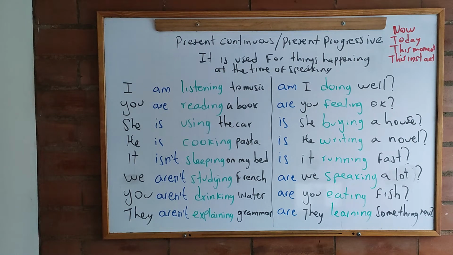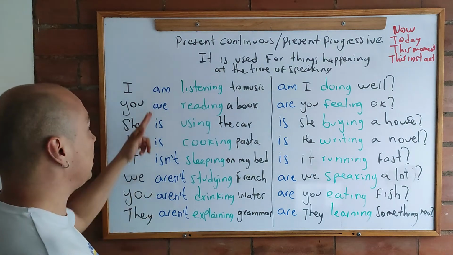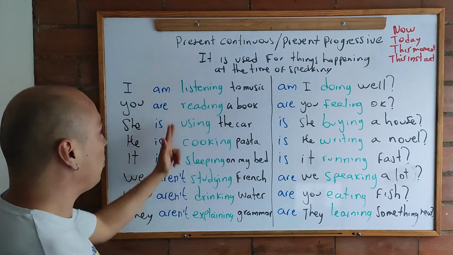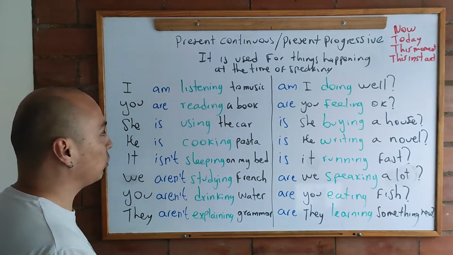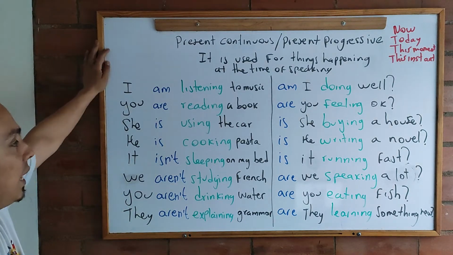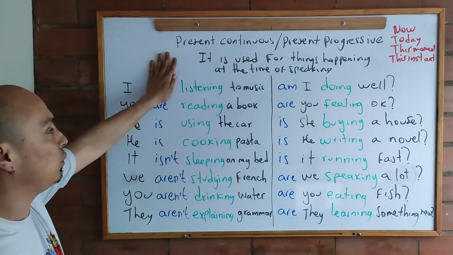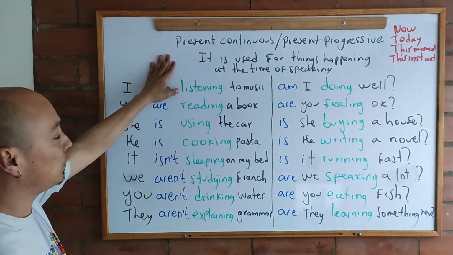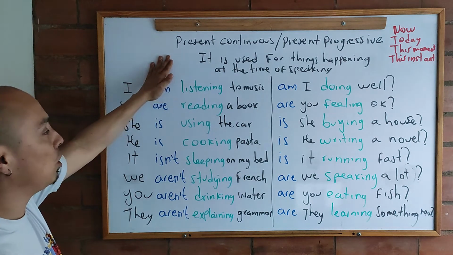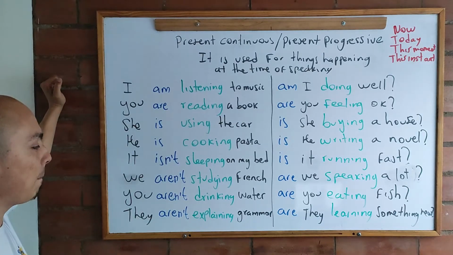In order to have the present continuous or the present progressive, you need the verb be and the verb plus ing. But the verb be is super essential. Without that, you do not have the present continuous. So here you have, I am listening to music, you are reading a book. But what happens if you say, I listening to music? It doesn't make sense. It transforms from present participle to gerund. And we need the present participle with the verb be.